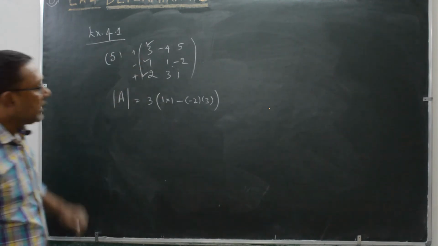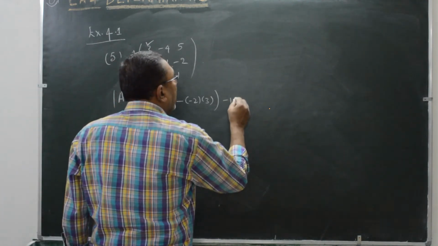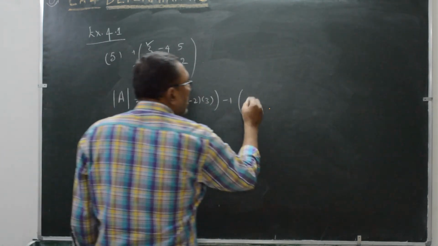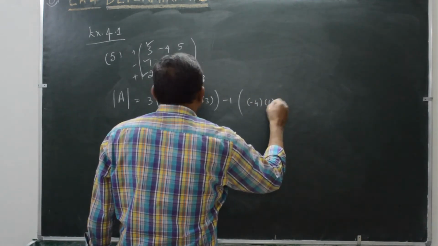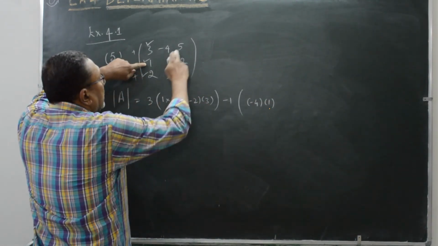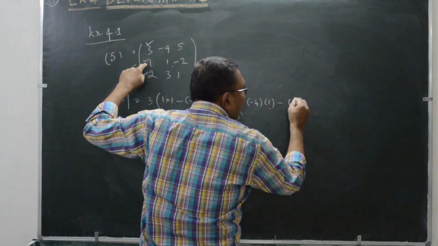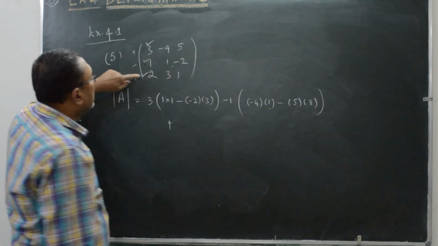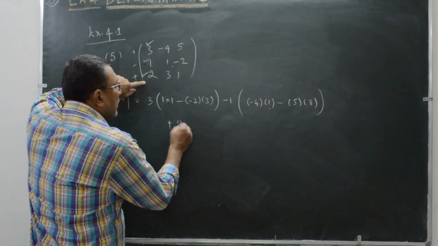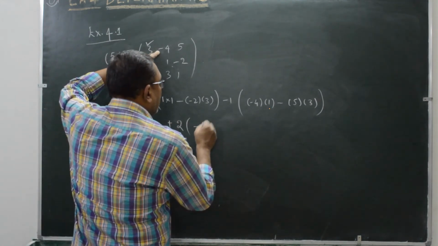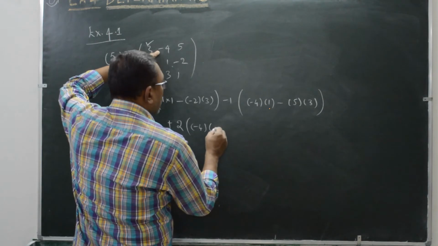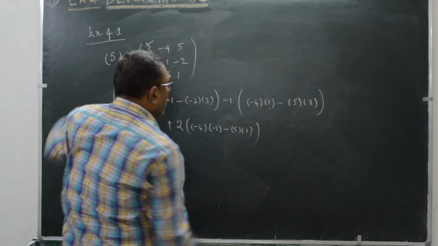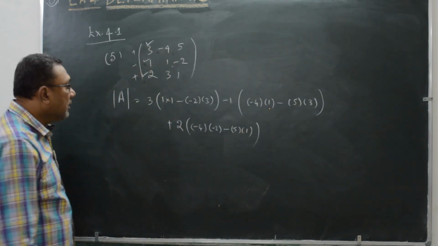So, we are done with the first element. Let us take the second one, minus 1 into minus 1, this minus 4 and 1 and 5 and 3, minus 5 and 3, and the plus third element, I will take 2 here, 2, and then it will be minus 4 into minus 2 minus 5 into 1. So, this is how we expand to find the determinant value.